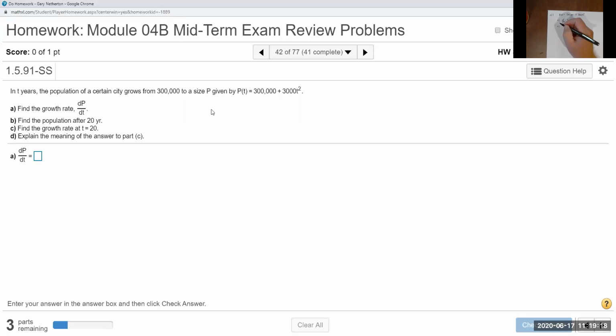Part B, when they say find the population after year 20, I'm going to write it here. You'll see it in a minute. What that really means is they want to know what P of 20 is. C, the growth rate after 20 years. Once again, you'll see this in a minute. And then D is one of those explain the meaning. All right.